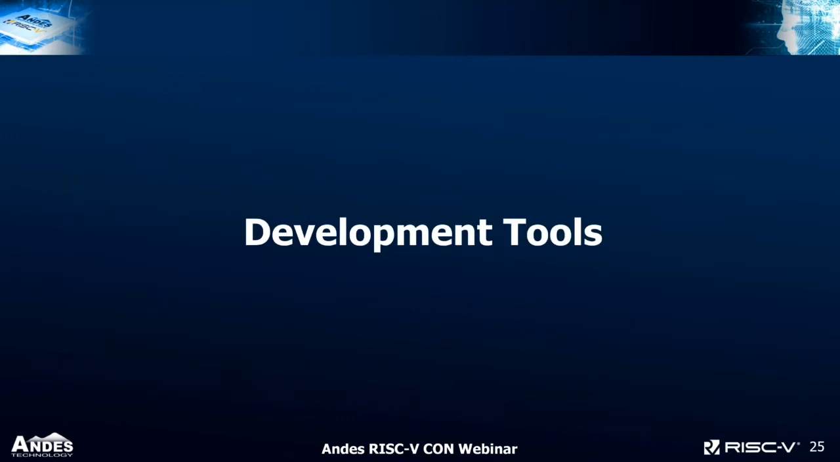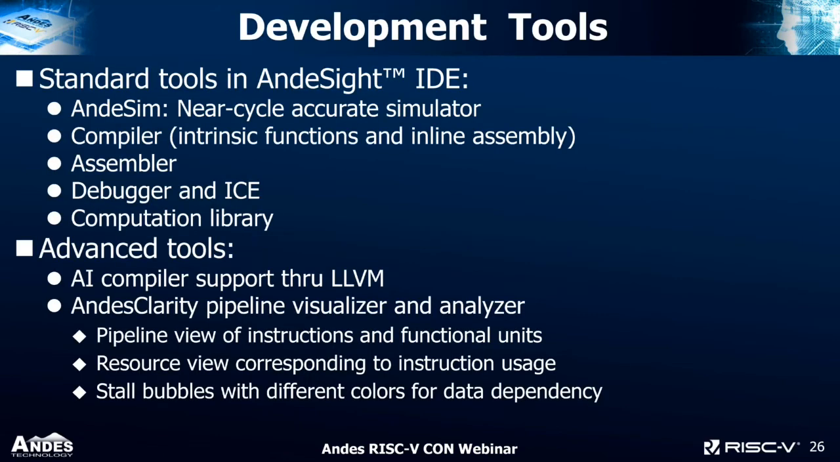How do we ultimately use it? We're a processor, so we're all CPU software dependent. So we have a standard tool called AndeSight IDE. It includes the compiler, debugger, and the simulator, and then basic computational libraries to develop software effectively. Our simulator and the development tools support multi-core programming.